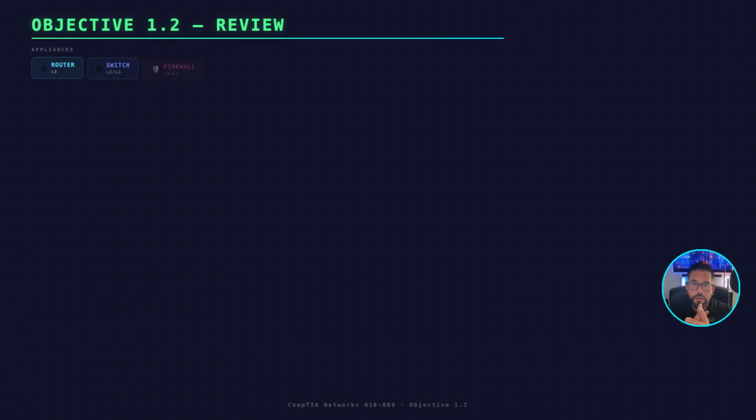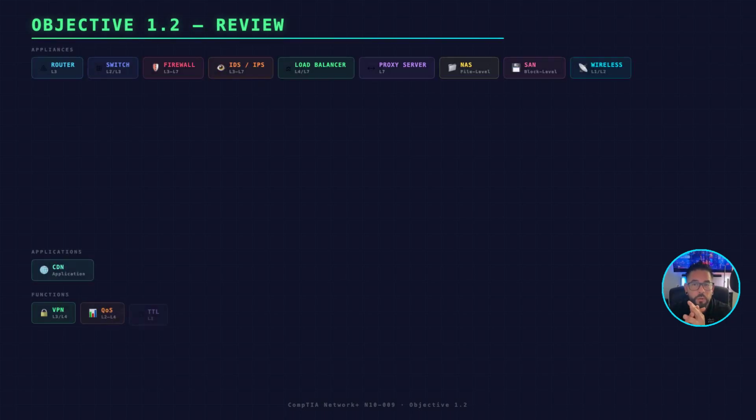As a quick summary, we're going to talk a little bit about what we covered. In this case, we discussed physical and virtual appliances, including routers, switches, firewalls, IDS, IPS, load balancers, proxies, NAS, SAN, and wireless devices. We also covered other application functions like a CDN as a network application, and then we explained key networking functions like VPN, QoS, and TTL.